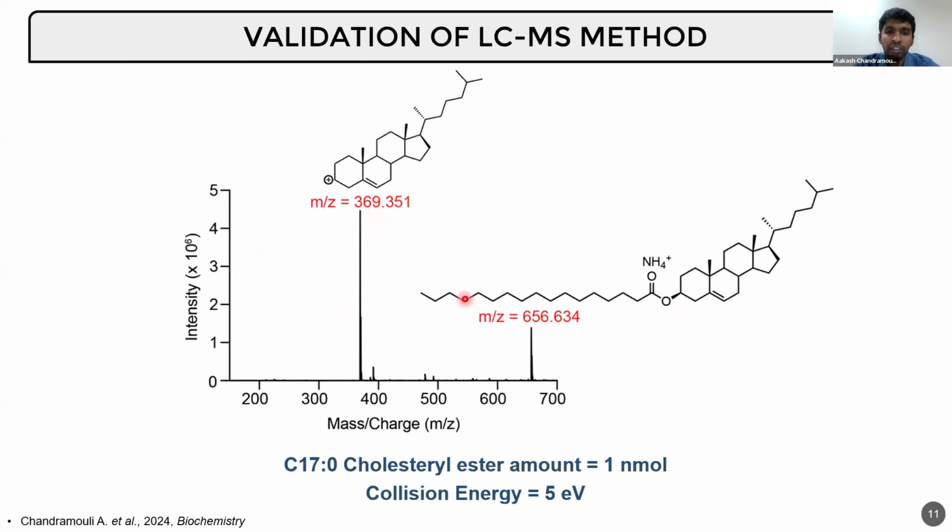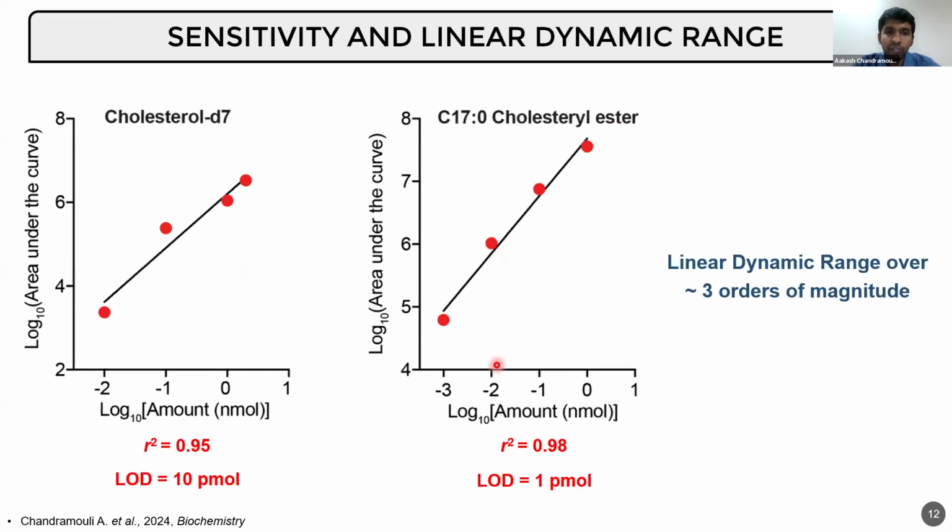Once we established that our method can be used to separate these molecules as well as fragment them in a good manner, we wanted to identify the sensitivity of our method. For this, we injected a mixture of both our standard molecules at different concentrations, and we could see that we have a dynamic range of over 3 orders of magnitude. The limit of detection for cholesterol was around 10 picomoles, and for 17:0 cholesterol ester it was around 1 picomole. These amounts are much lower than what was already reported for these molecules using existing techniques.